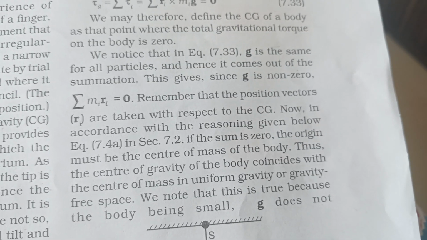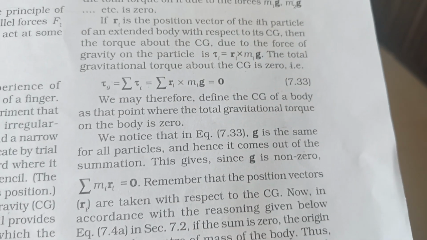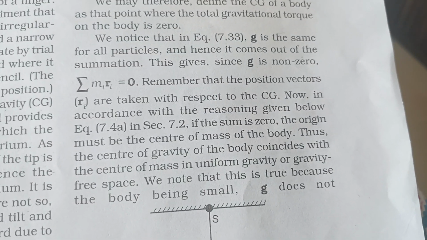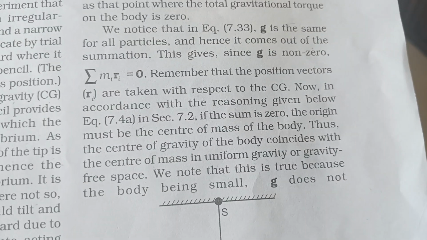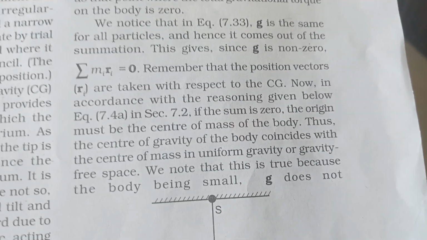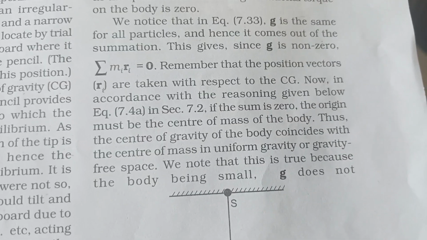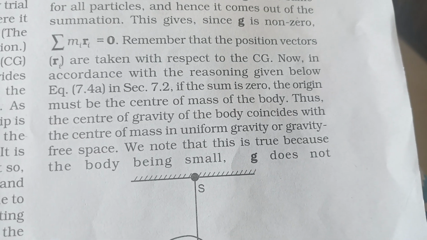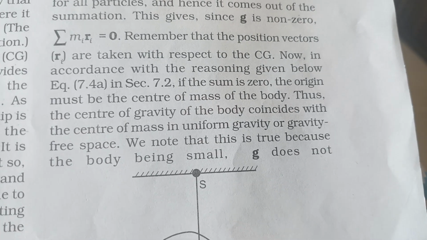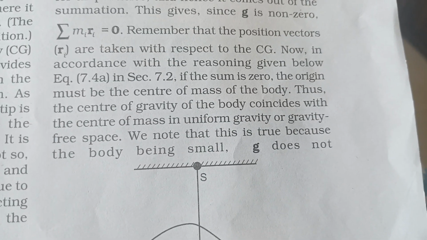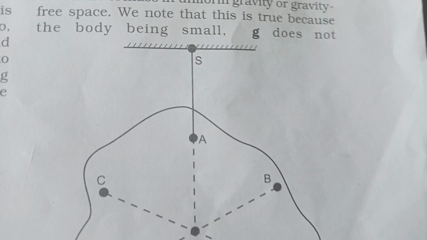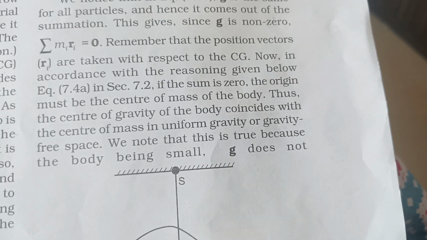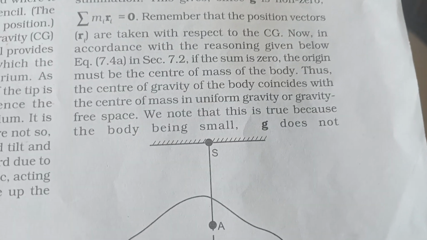We notice that in equation 7.33 g is the same for all the particles. है ना, क्योंकि छोटा है ना आपका ऑब्जेक्ट, इसलिए g उसमें सब जगह सेम है. And hence it comes out of the summation. This gives g is non-zero, summation of miRi should be equal to 0. Remember that the position vectors Ri are taken with respect to CG. Now, in accordance with the reasoning given below equation 7.4a in section 7.2, if the sum is 0, the origin must be the center of mass of the body.